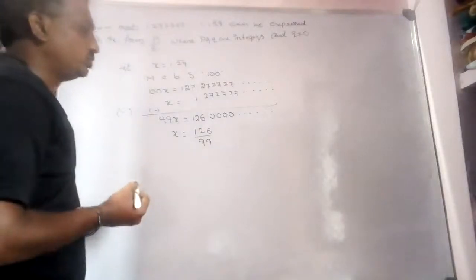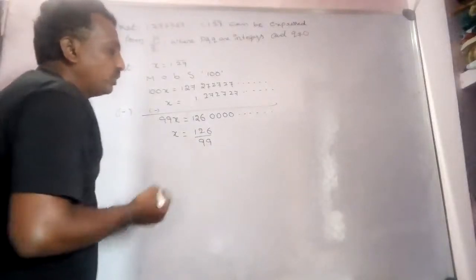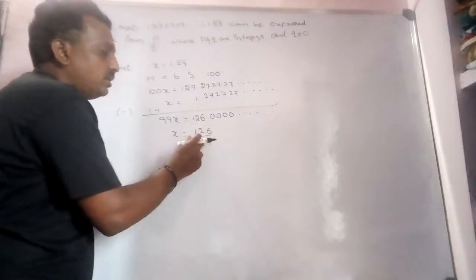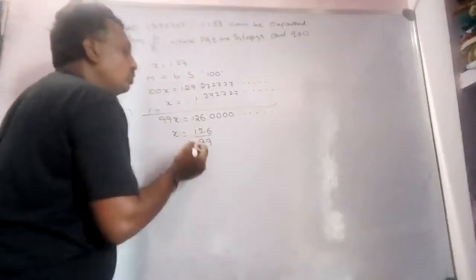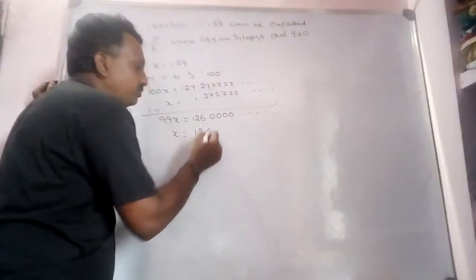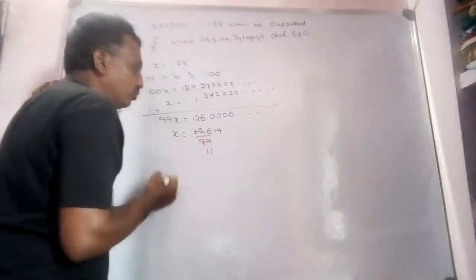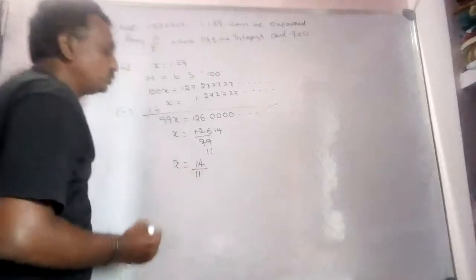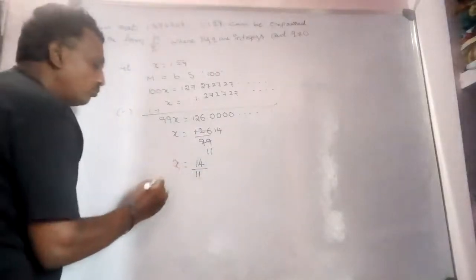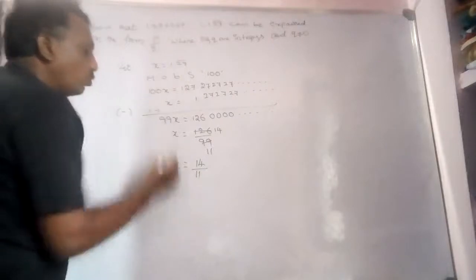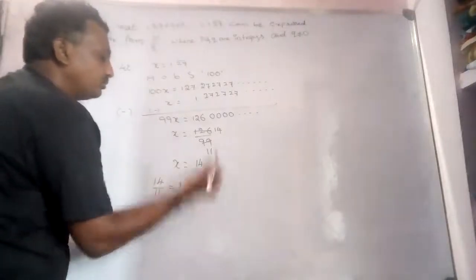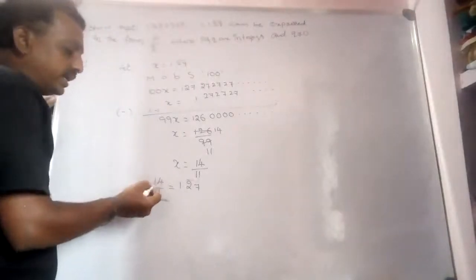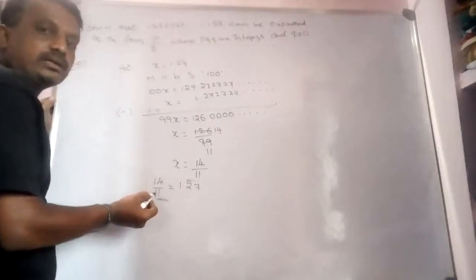Now cancel. Both go in the 9 table: 1 plus 2 plus 6 is 9, and 9 plus 9 is 18. 9 elevens are 99, 9 ones are 9, 9 fourteens are 126. So x equals 14 by 11. You can check that 14 by 11 is 1.27 bar. It is in the form of p by q, where p is an integer and q is also an integer.